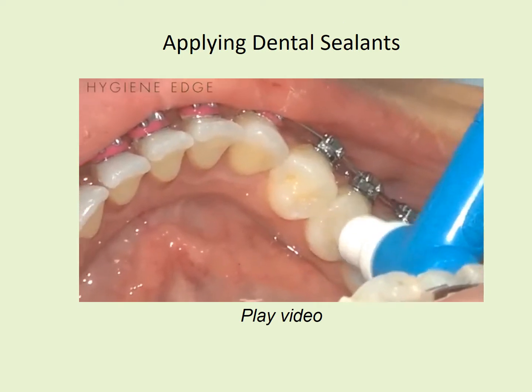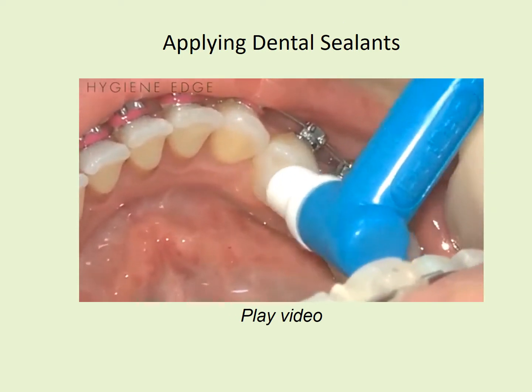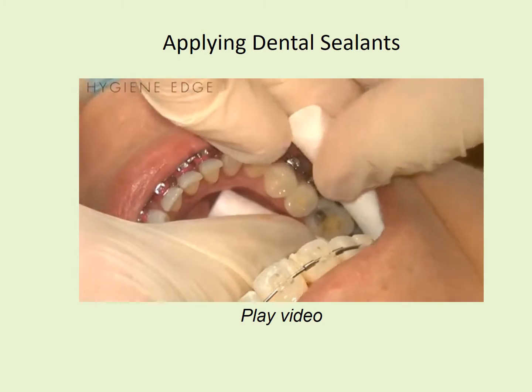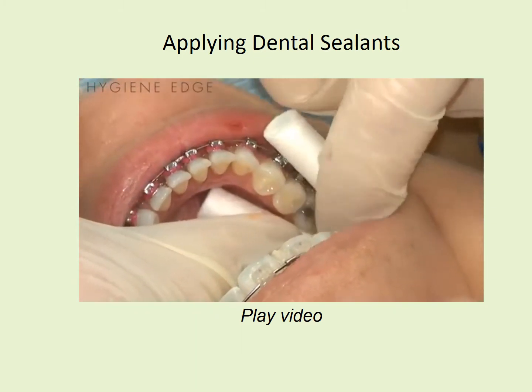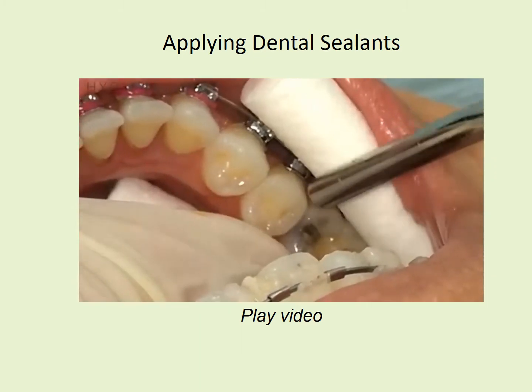First, indicate the teeth that sealants would benefit. Clean the surface from debris, stain, and calculus. Isolate the tooth with options such as the suction, cotton rolls, or dry angles. Dry the area for 20 to 30 seconds.